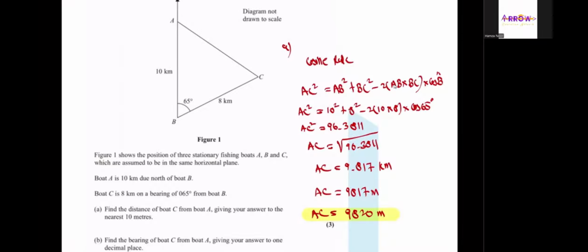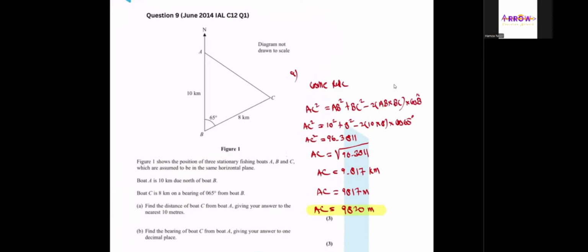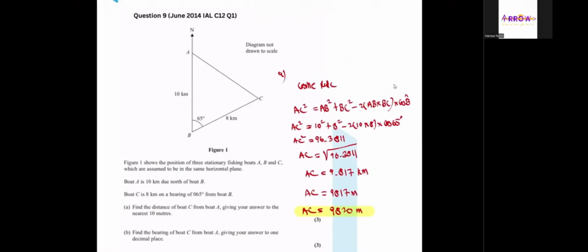This is your answer according to the requirement of the question. If we want to use the length of AC in further calculation, we are going to use the value in kilometers. So this was the requirement of part A. Now let's have a look at part B. The requirement of part B is to find the bearing of boat C from boat A, and we need to give our answer correct to 1 dp.